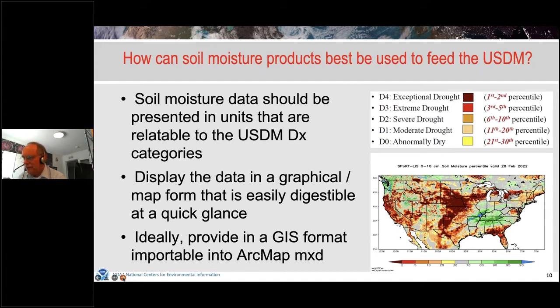And ideally, provide the soil moisture data in a GIS format, which can be imported into the ArcMap MXD. We use ArcGIS, ArcMap software to prepare this US Drought Monitor map by hand. So those are very important things, which I'll go through in a little bit more detail in the next slides. And next slide, please.